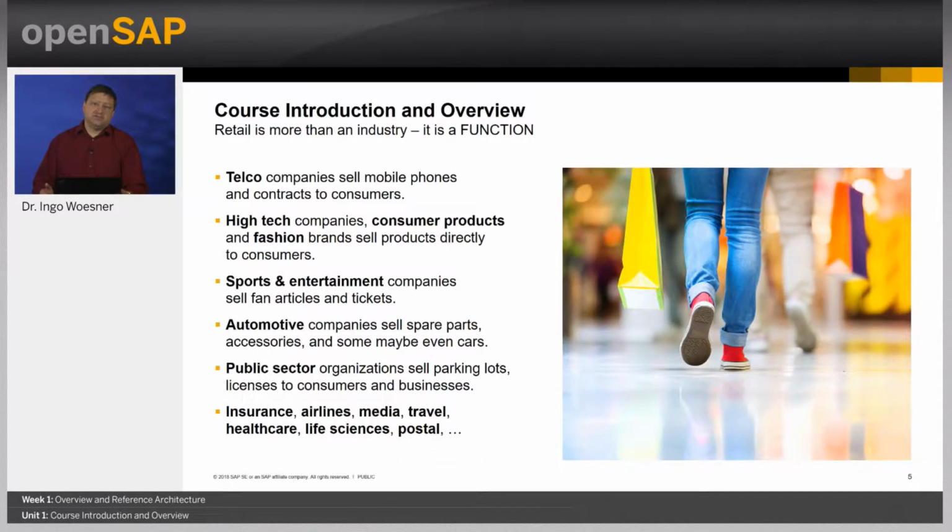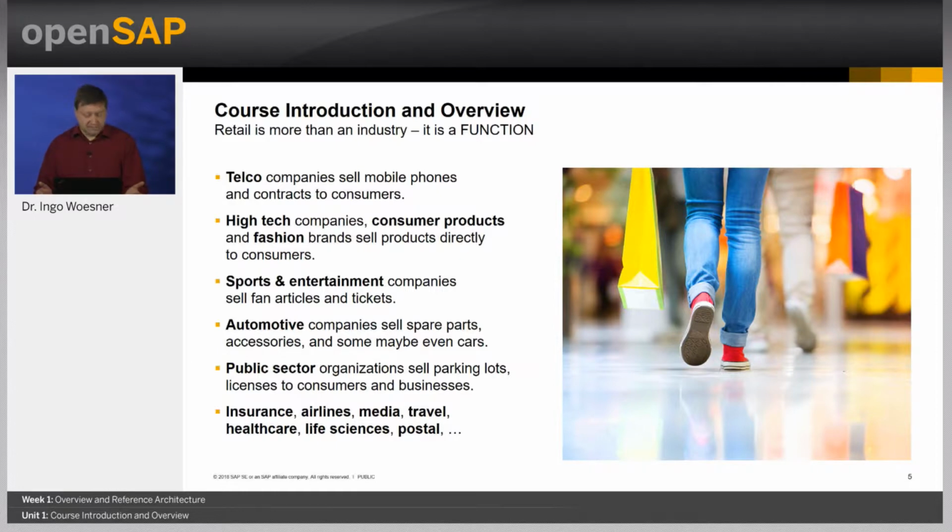Omnichannel doesn't stop in retail. It's about all consumer businesses. So retail has become a function. For example, telco companies, they sell mobile phones and contracts in packages to customers. High-tech companies sell computers and electronics. Consumer products and fashion brands sell products, meanwhile, directly to consumers.